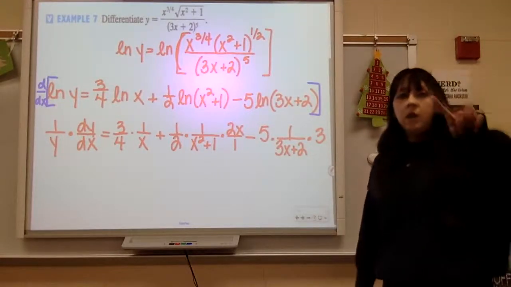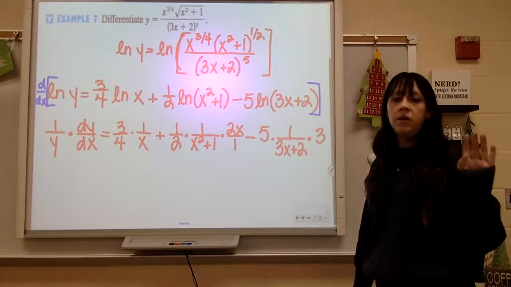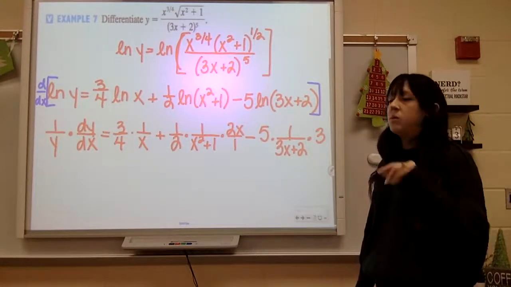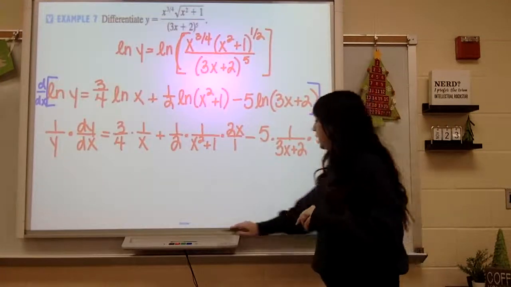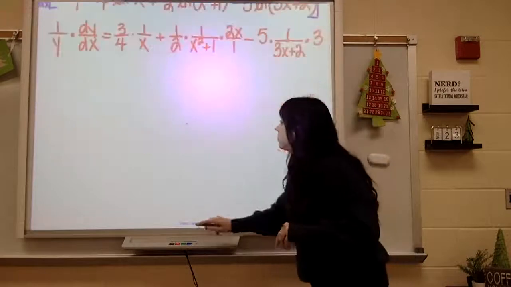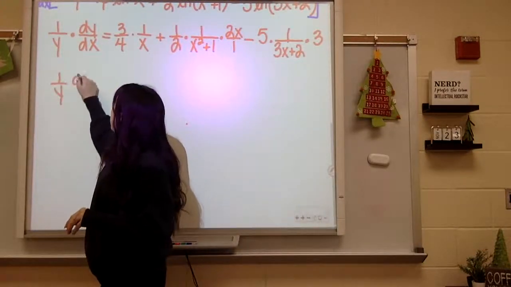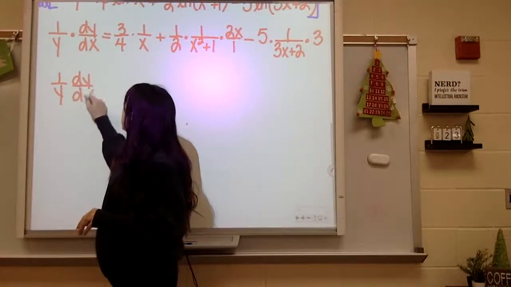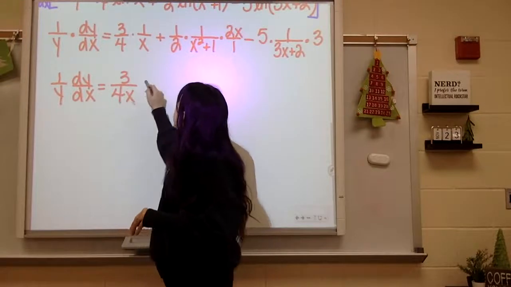Okay? I know this is still a messy problem, but it is still a ton easier than doing product rule and quotient rule and mama baby all in one. Because now all we got to do is clean it up. So one thing at a time. You have 1 over y dy dx. I'm going to call this 3 over 4x.